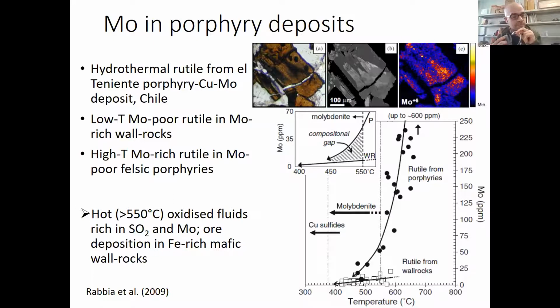Now, this could be counterintuitive because the mineralized rocks have rutile with lower molybdenum. So the explanation is that rutile in the porphyries formed from a high temperature fluid that was oxidized and contained high concentrations of molybdenum. Whereas rutile in the wall rocks crystallized during ore deposition, and so most of the molybdenum will be taken by the sulfides and by the ore minerals instead. So by using rutile, in this case, you can trace the evolution of fluids from high temperature to medium temperature and deposition of ore minerals.